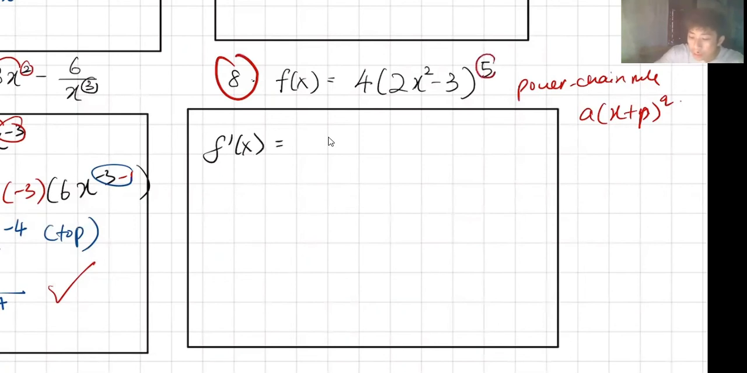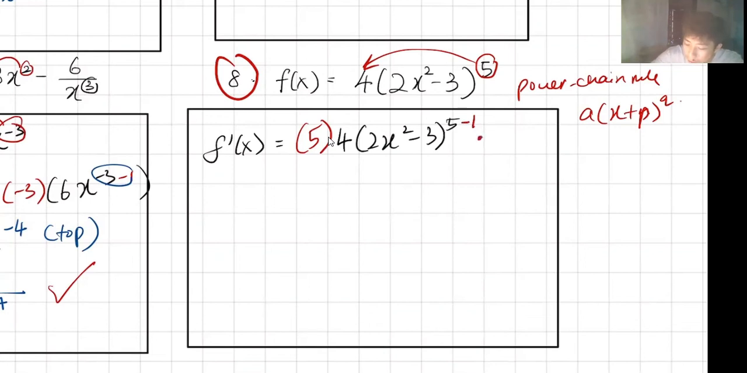Power chain rule: bring the 5 down for multiplication. So I have a 5 in front here. Then the rest, I just copy everything from front to back: (2x squared minus 3) to the power of 5. Then what I do to the power is minus 1. And don't forget, since this is a power chain rule, you have to multiply with something at the back, which is the differentiation inside the bracket. Basically, when you differentiate inside the bracket, just look at the bracket inside: 2x squared minus 3.